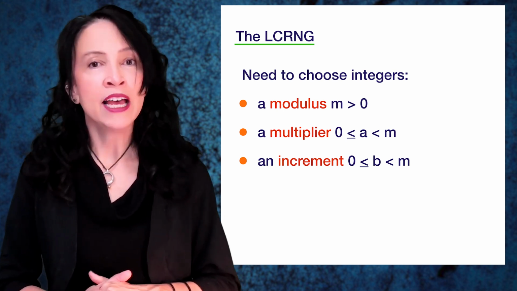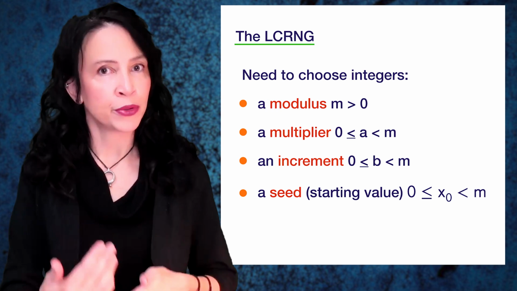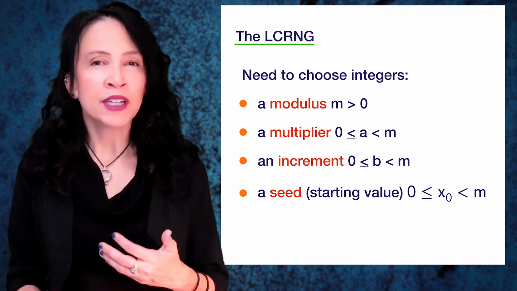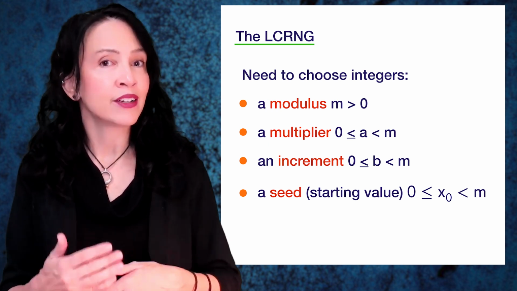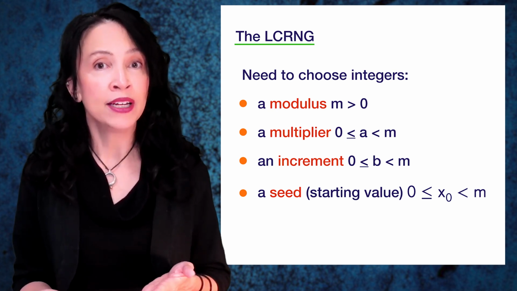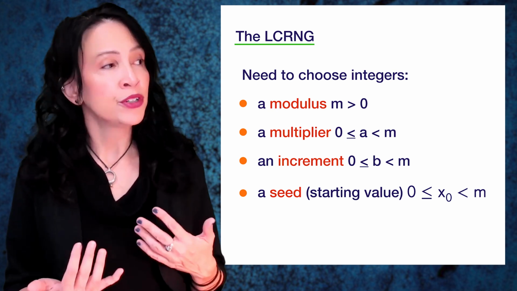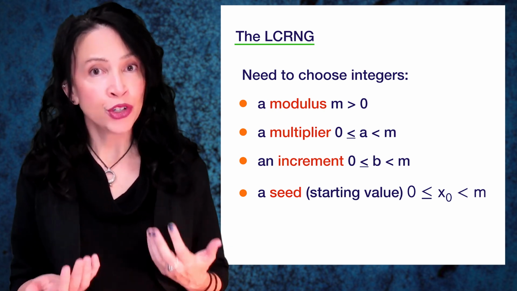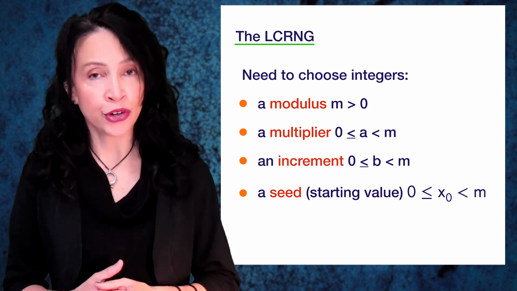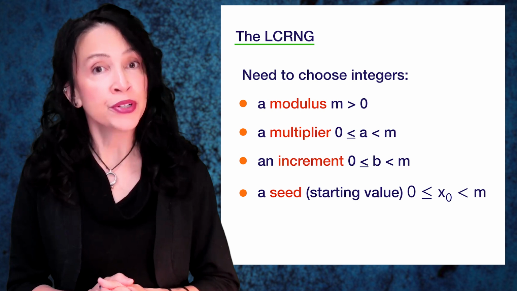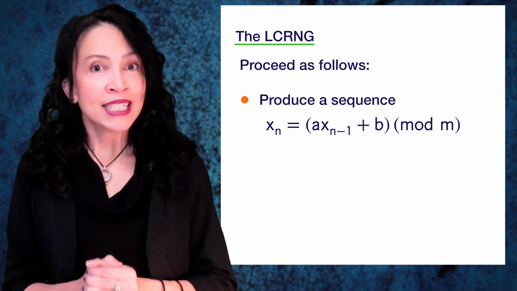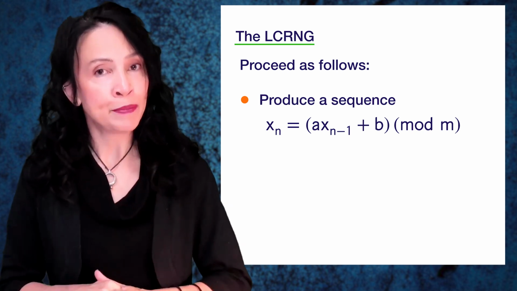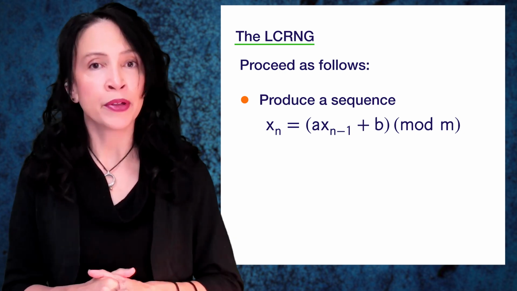Finally, I know I said you needed 3, but you need to choose a starting value for the recursion. This is known as a seed for the random number generator. Because I'm going to make a sequence of numbers x0, x1, x2, x3, I'm going to call this seed x0, and this needs to be an integer in the set 0, 1, 2, up to m minus 1. Once you've chosen these, you have x0, a starting number for your sequence, and you produce xn by taking a times the previous x, adding b, taking that whole quantity, and modding out m. We'll see an example in a moment.